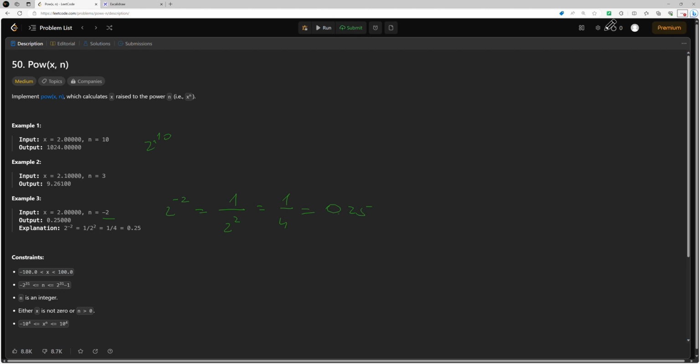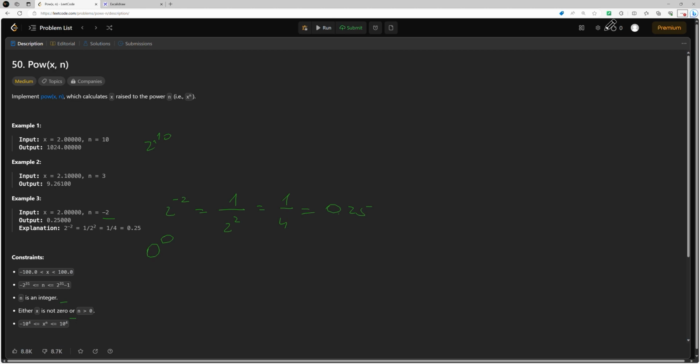Now, the constraints are that x is from minus 100 to 100. The n can be any integer between the minimum and the maximum integer, and either x is not 0 or n is larger than 0, so we cannot have 0 to the 0, which is basically undefined. And then x to the power of n will be in the range from minus 10 to the 4 to 10 to the 4.